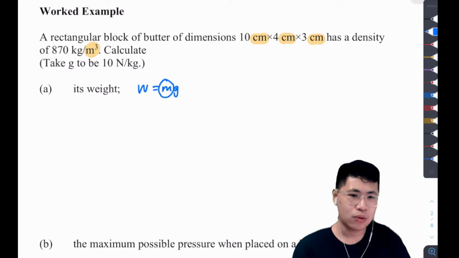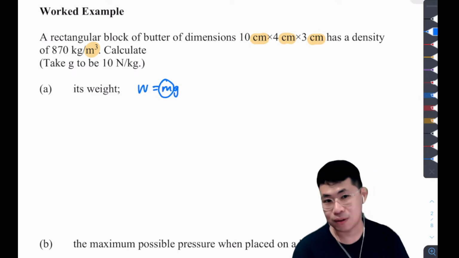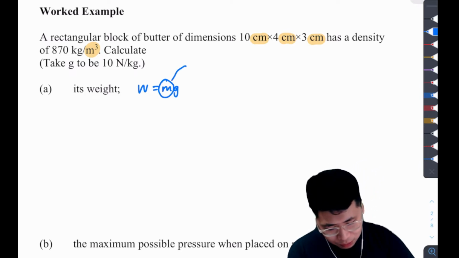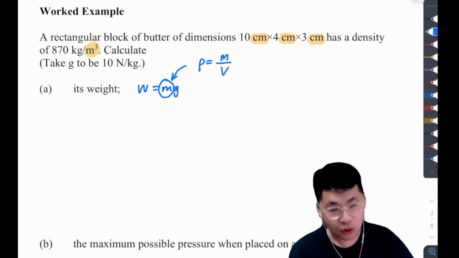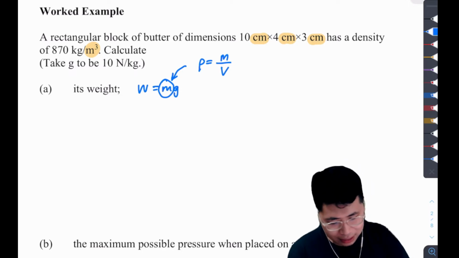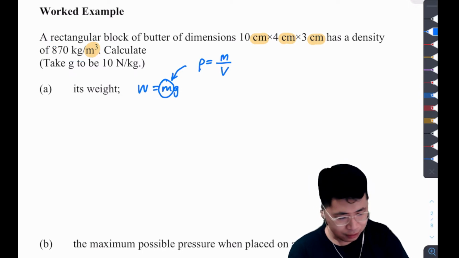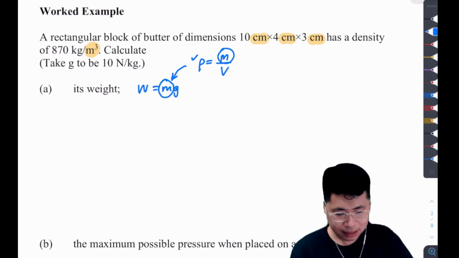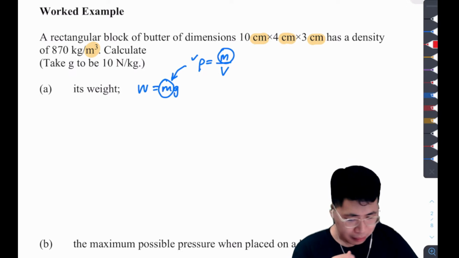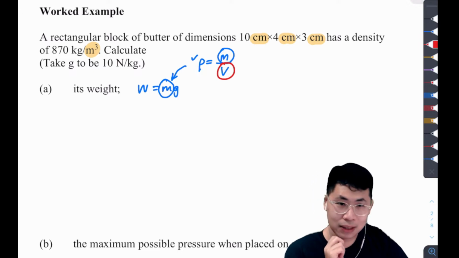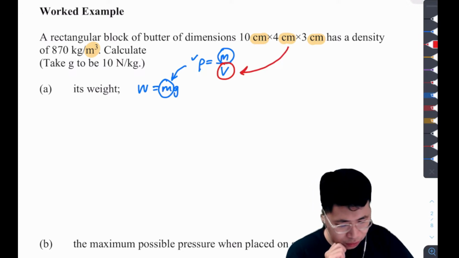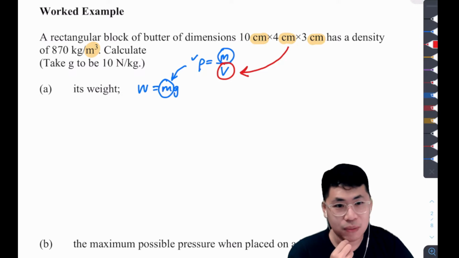So what we need to do instead is get the mass somewhere else. Where do we get the mass from? We need to get the mass from density. Density is equal to mass over volume. Density is given over here, so from here we can find the mass. But then the problem is, do we have the volume of the butter? Actually, we can find the volume of the butter from this information over here.